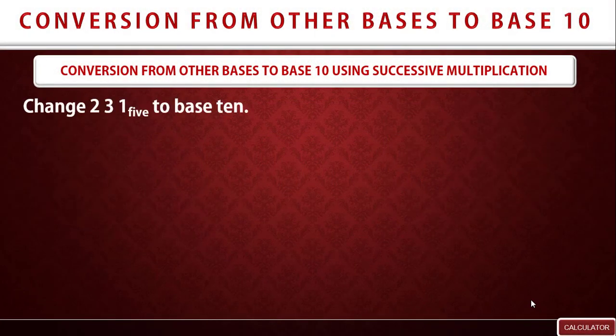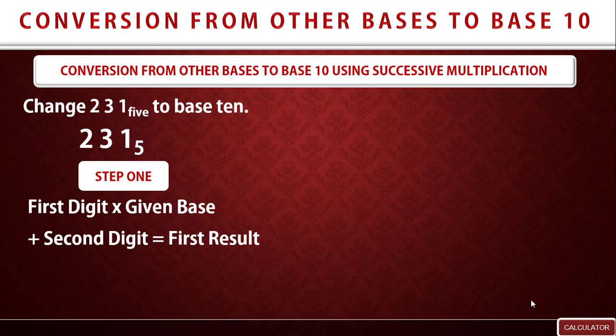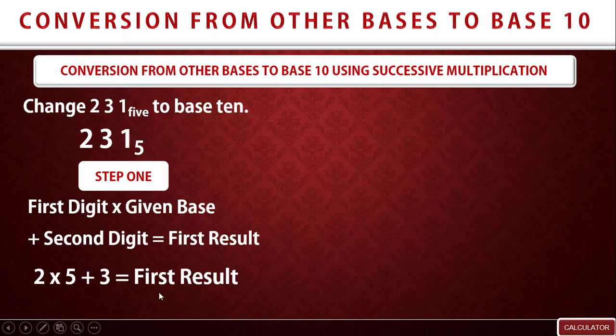In this example, we are asked to change 231 in base 5 to base 10. So we're going to use the same successive multiplication that we used in example 1. Write out your number, and then write our formula: first digit multiplied by the given base plus the second digit. That will help us to produce our first result. So what is our first digit here? Our first digit is 2, our second digit is 3, and our third digit is 1. So first digit 2 multiplied by our given base, which is 5, plus our second digit, 3. So we have 2 times 5 plus 3 to produce our first result. 2 times 5 will give us 10.